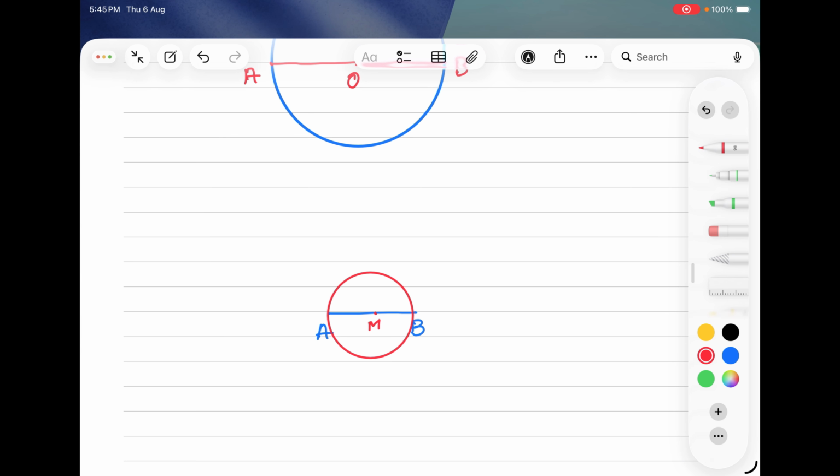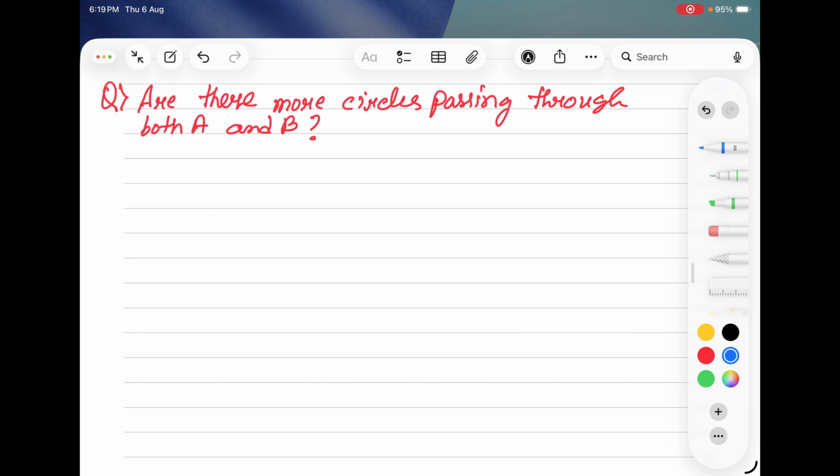Now see, this circle passes through the points A and B, where the radius is half of the length of AB and the diameter is the length of AB. Are there more circles passing through both A and B? Yes, you can draw more circles passing through A and B.